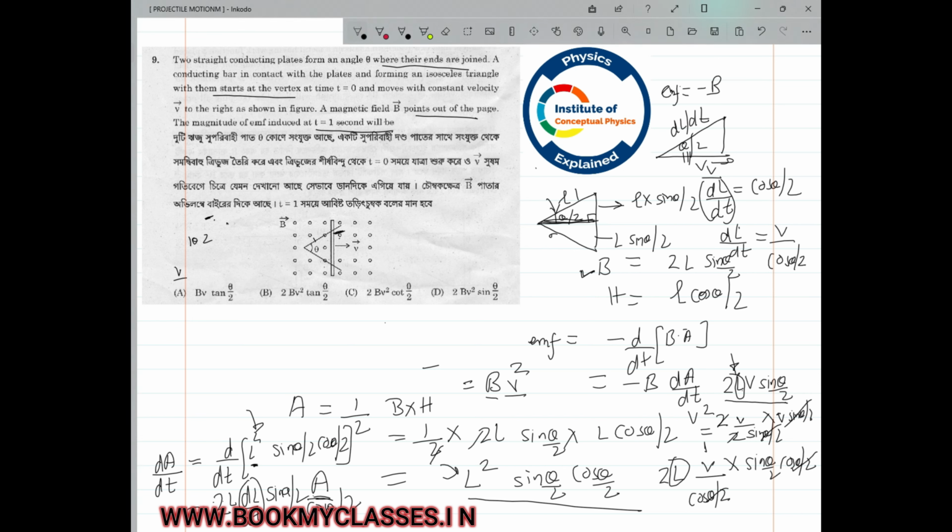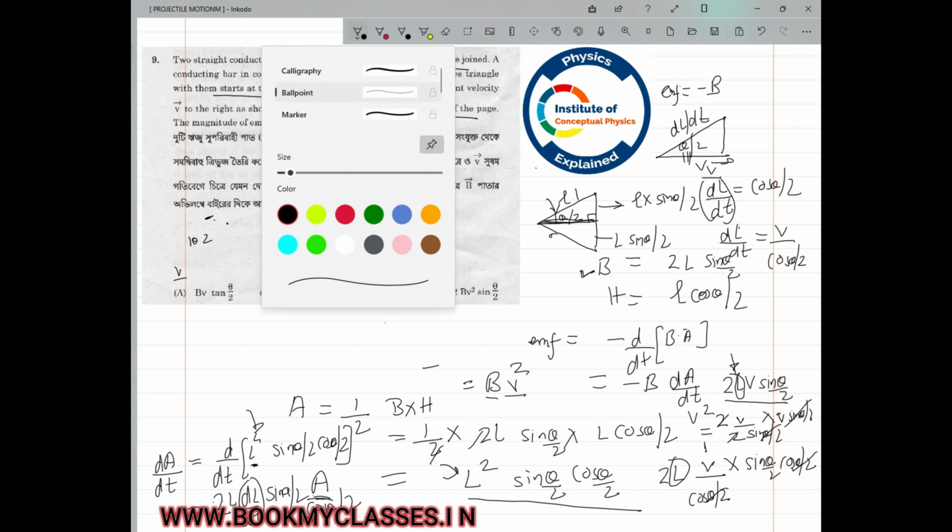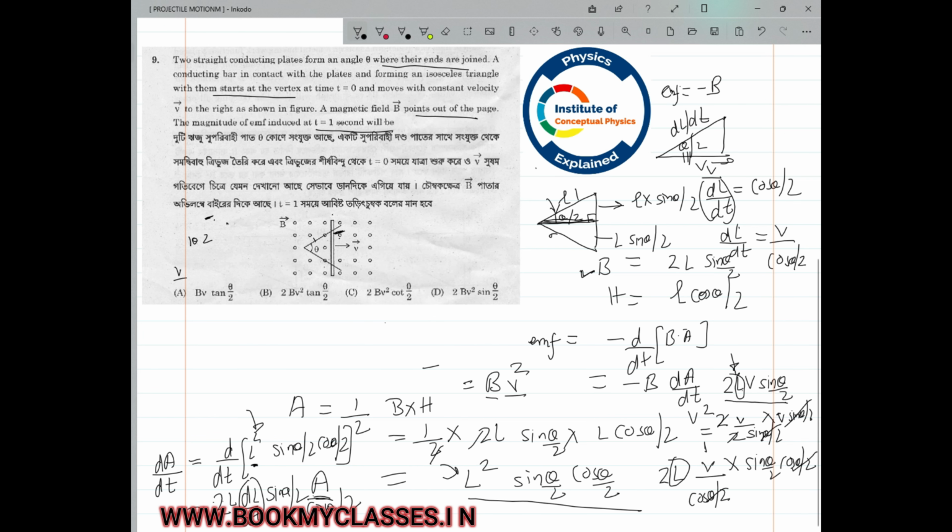Okay, so if I read this question very carefully, what's happening is that this rod is starting at the vertex. Okay, and in 1 second it covers a certain distance, right? So this rod, if it is moving with a velocity v, in 1 second how much distance will it cover?